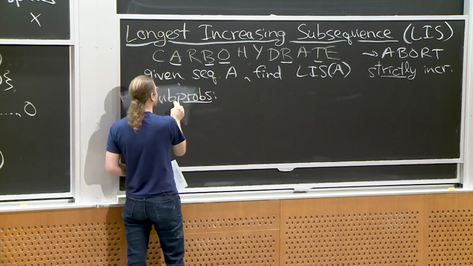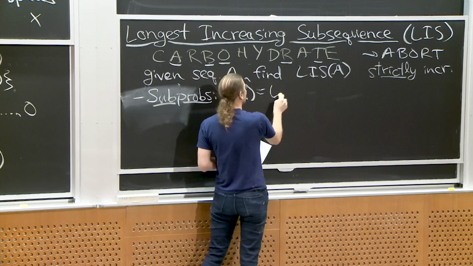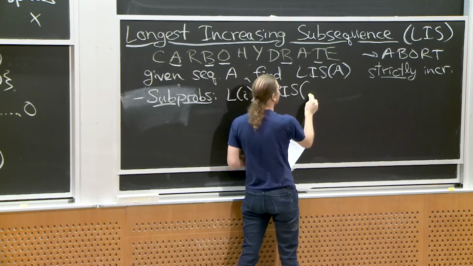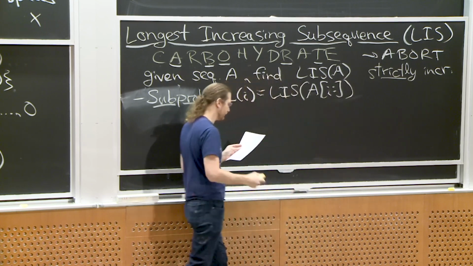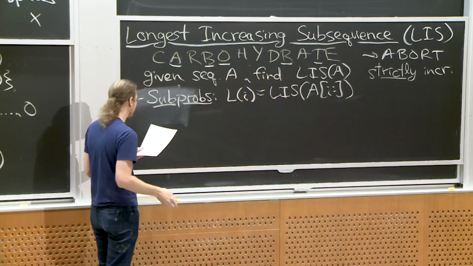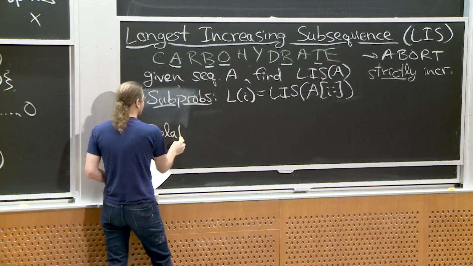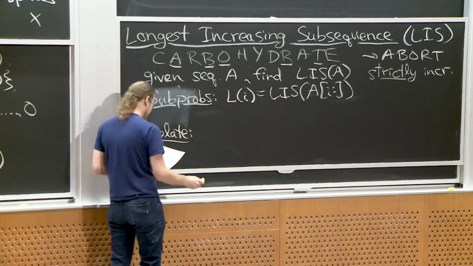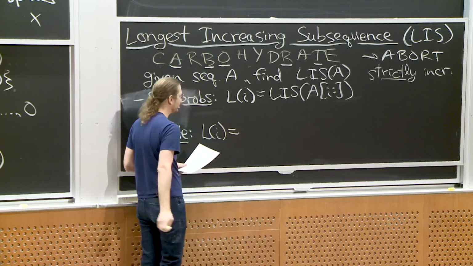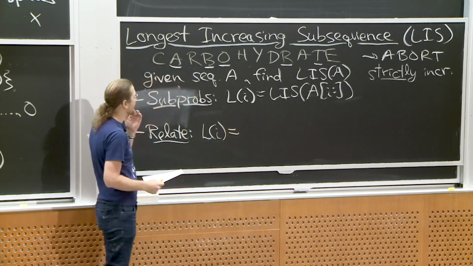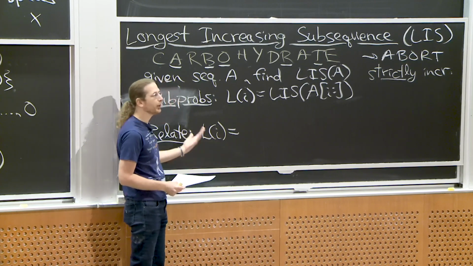So I want some subproblems, and I'm going to choose suffixes. So I'm going to define L of i to be the longest increasing subsequence of the suffix of A starting at i. OK, that's the obvious thing to do. And now I'm going to leave myself a little space. And then I'd like a relation on these. So I'd like to say what L of i is. And what do I have to work with? Well, I have L of things larger than i. Those would be smaller suffixes.